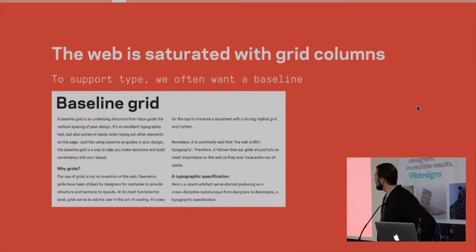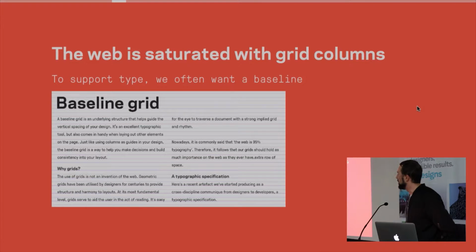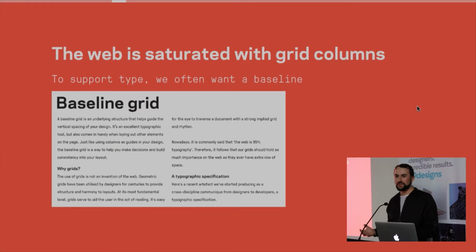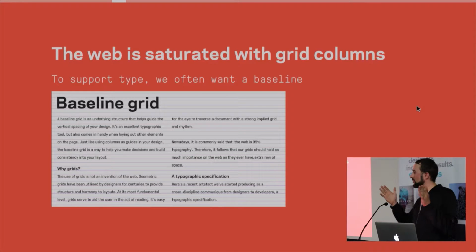When we're talking about grids, usually on the web, we're talking about columns. Generally, you've got your 960 grid, or your Bootstrappy style grid. It's generally about columns going down the page. And I think to support typography, we often want to focus a bit more on a baseline grid.